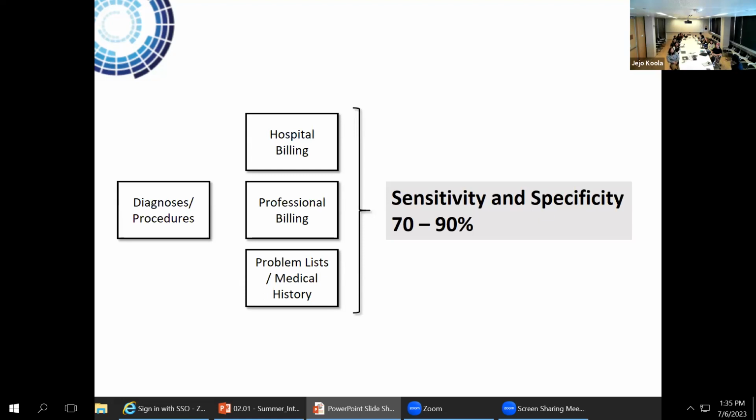For example, what may be some things that the hospital billing table would be better for than the professional billing table? Anyone have any ideas as to the pros and cons of using hospital billing versus professional billing?